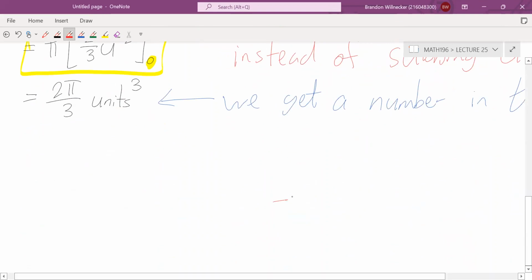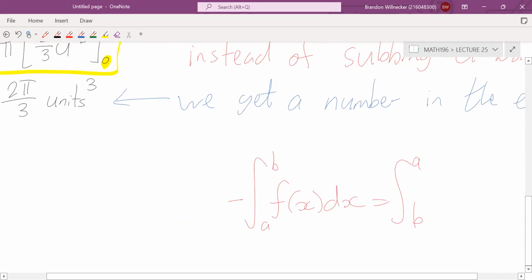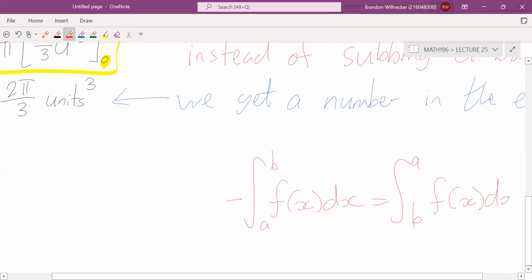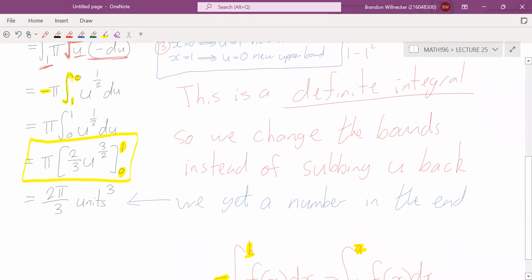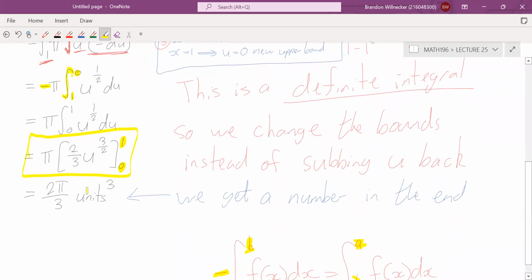So remember, minus the integral from a to b, f of x dx, is equal to the integral from b to a, f of x dx. Okay, so these swap if you got the minus sign. So we swap that and then just do the integral. So u to the 1/2, we add 1 to make it 3 over 2, divide by that, substitute the upper and lower bounds, and we get our final answer.